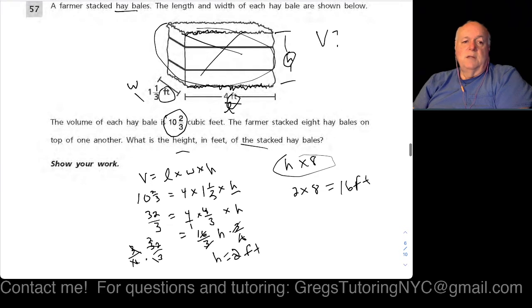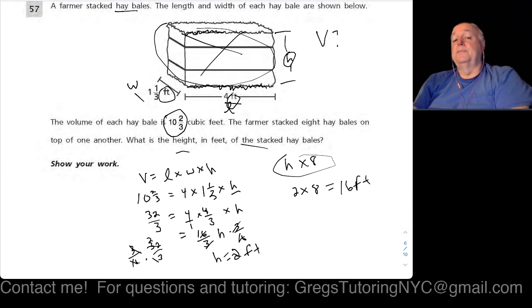So just make sure your volume is length times width times height. The volume was 10 2/3. So we have 4 times 1 1/3 times H. 10 2/3 is 32 thirds, yes. 4, 1 1/3 is 4 thirds, cool. 16 thirds. We flip that and it all works out and we lived happily ever after.